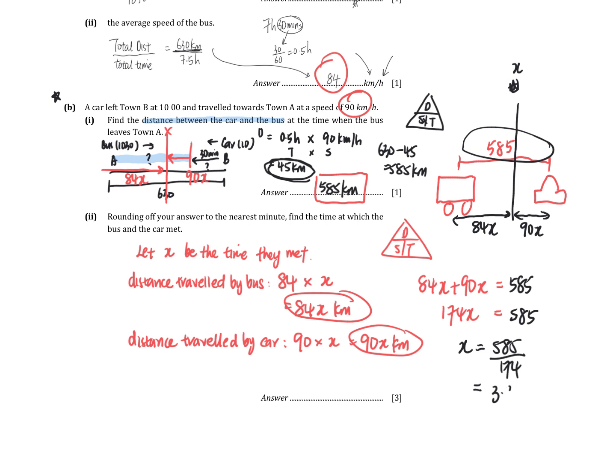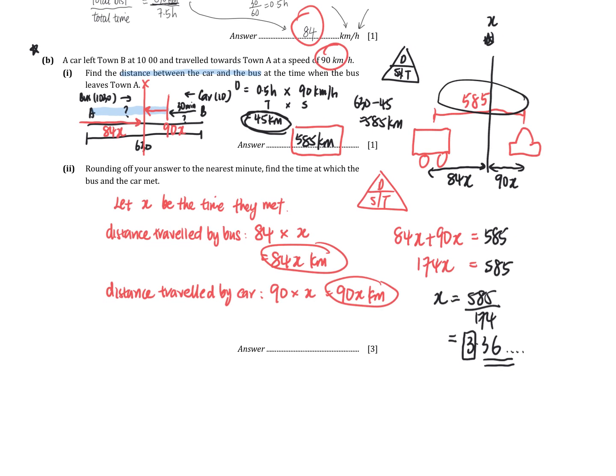3.36 what? Okay, something like this, right? So you know there is 3 whole hours. Okay, and then there's this 0.36. You cannot say it's 36 minutes. You got to do a conversion.